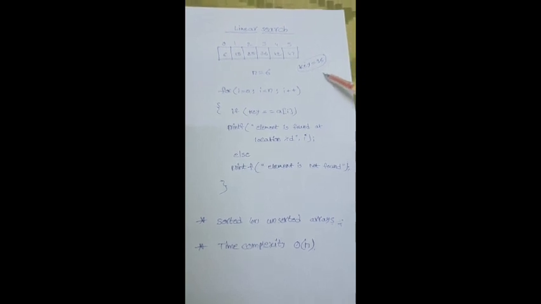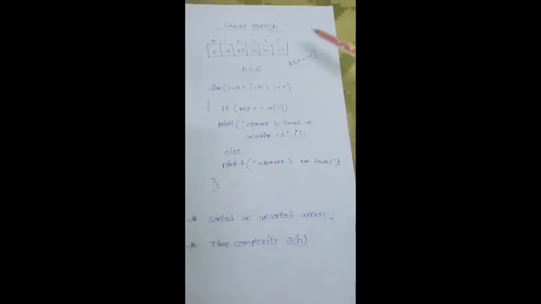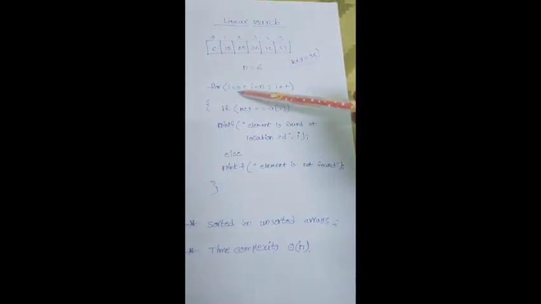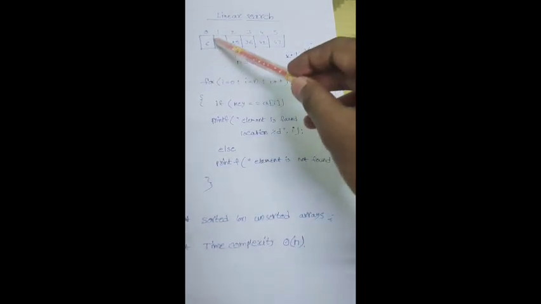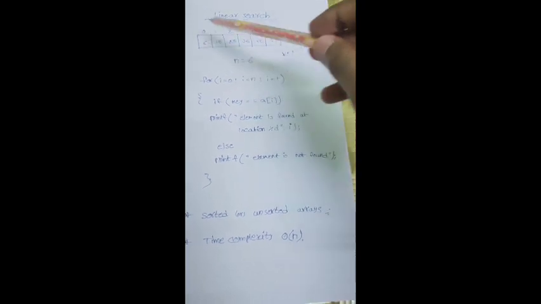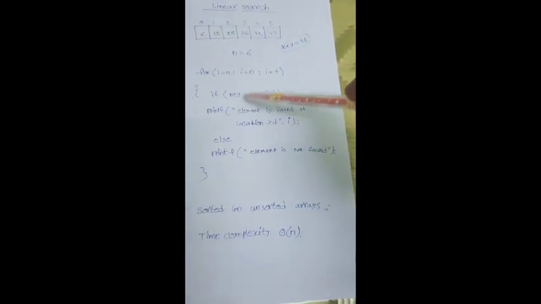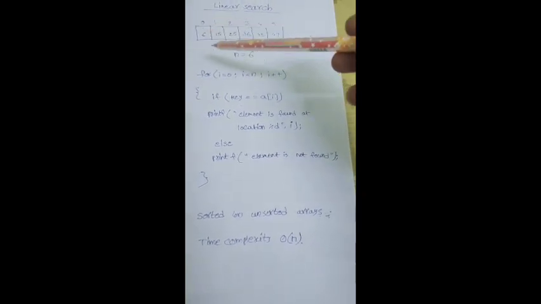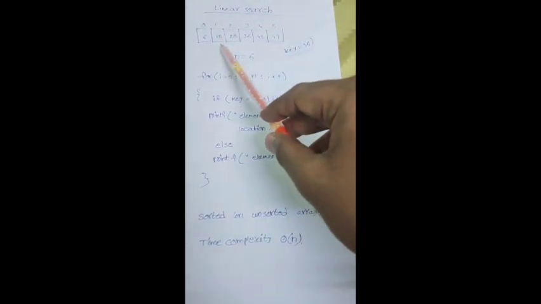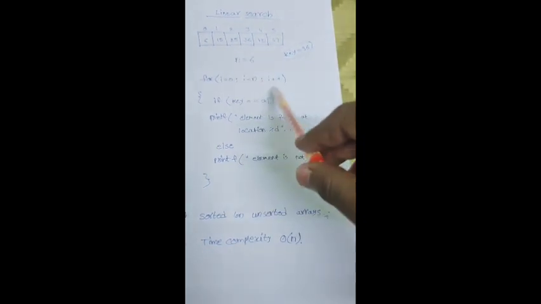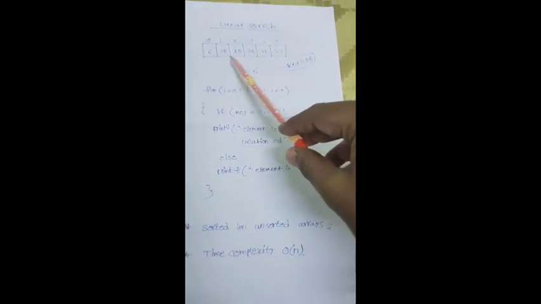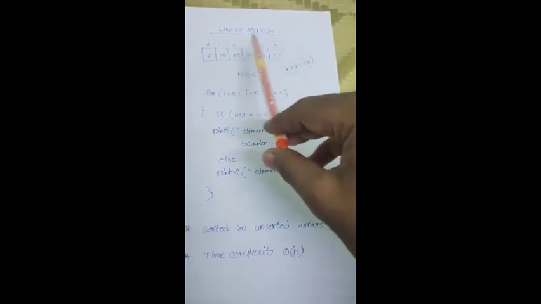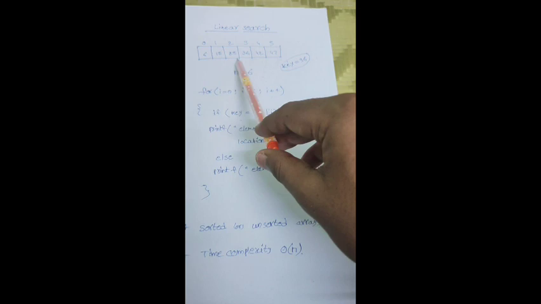Now we'll start from the starting of the array. A of 0. A of 0 is nothing but 6. Since our key is not equal to A of 0, then we'll move to the next location, A of 1. A of 1, it is 15. So it is not equal to 36. So we'll move to the next location, A of 2.